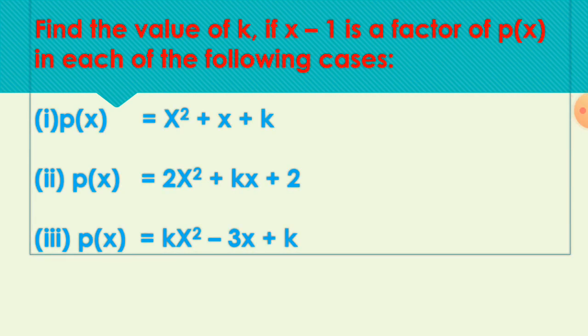Find the value of k if x minus 1 is a factor of p of x in each of the following cases. So today we are trying to find the missing value in a polynomial by just using the factor theorem. Here are 3 examples we have taken. So x minus 1 is a factor of polynomial p of x. That means what?